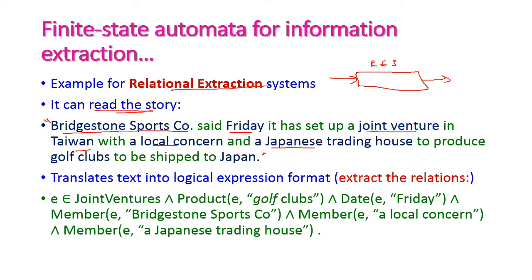After finding the objects, we have to identify the relationships among the objects by using the given verb. After extracting all those things, the text will be translated into logical expression format. The given text will be converted into logical expression format, and this logical expression format will be given to the next step, the next iteration.